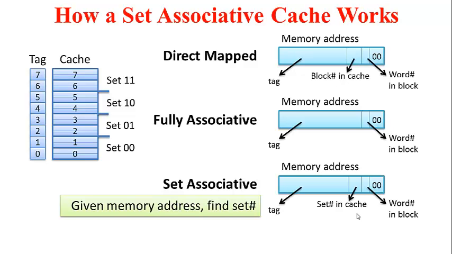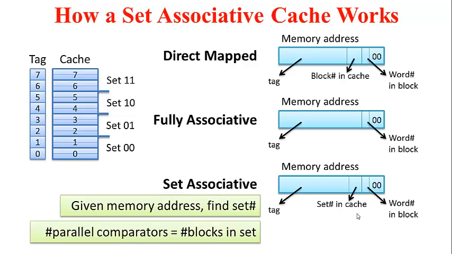Now can you tell how many parallel comparators we are going to need in this set associative cache? Remember, in a set associative cache, a particular block of memory can be in any of a set of cache blocks. The memory address will directly give us which set that particular memory address could potentially be in. Within the set, we have to do a parallel comparison of the tags. So the number of parallel comparators that is going to be required is nothing but the number of blocks in the set, which in this example is 2.